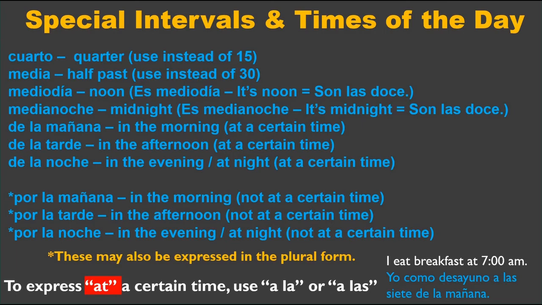Notice that the last three expressions are not used for certain times of the day, but rather general. And these may also be expressed in the plural form. The last item, to express at a certain time of day, you use a la or a las. For example, I eat breakfast at 7 a.m. Yo como desayuno a las 7 de la mañana. So here we use a las 7 instead of son las 7.